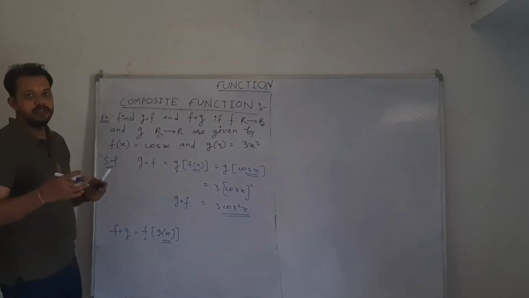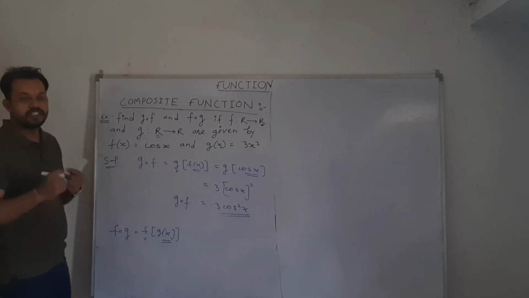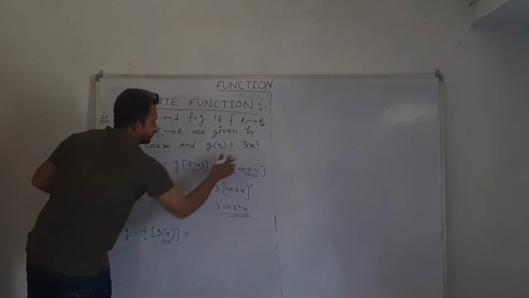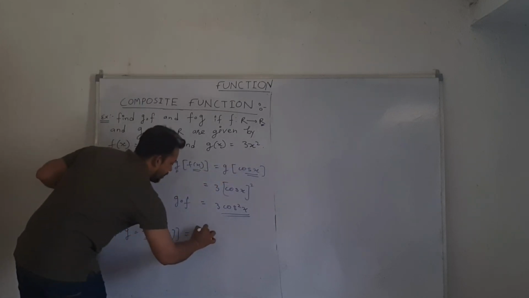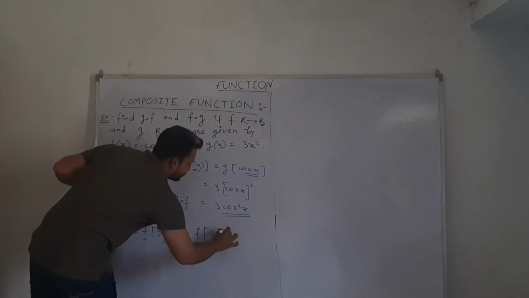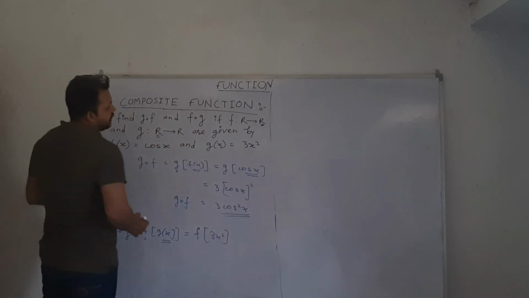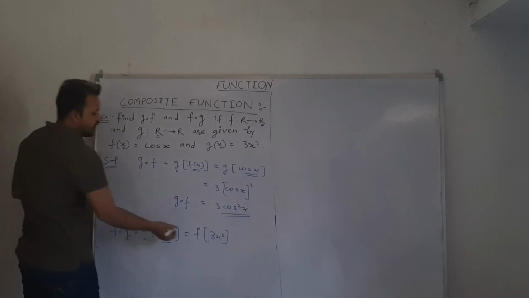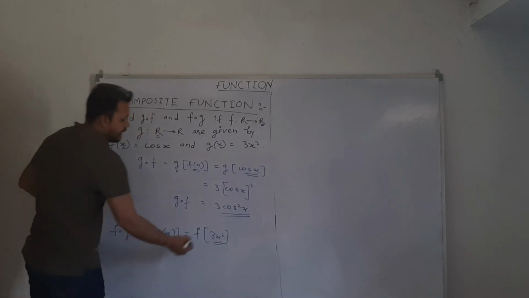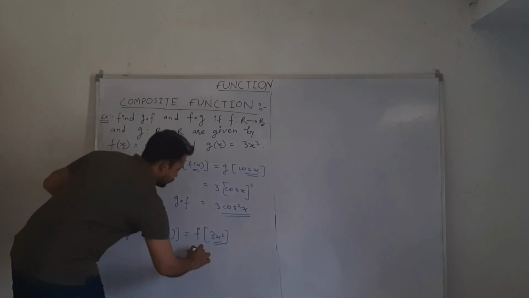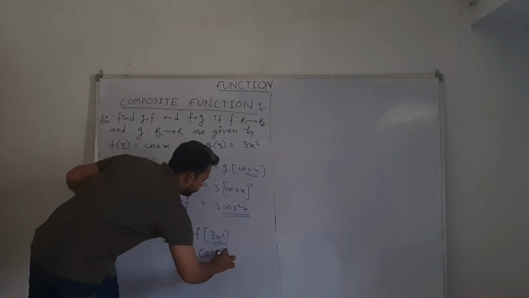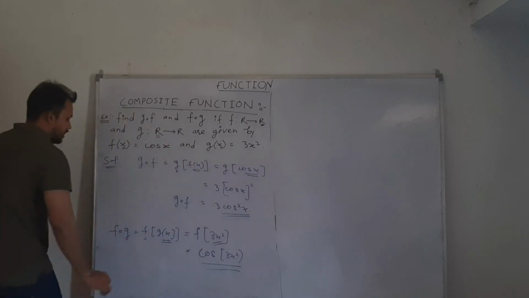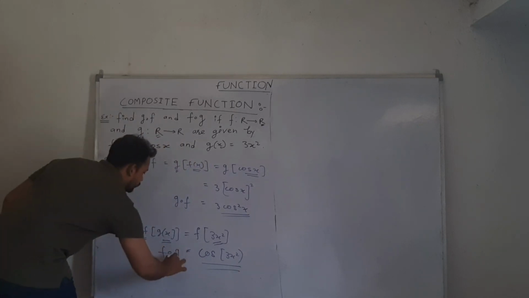If it is defined, then we can find its expression. So f of g(x), g(x) is 3x squared, so it will become f of 3x squared. Now in place of x, we will put 3x squared, and the function will become cos of 3x squared. This is the function FOG.